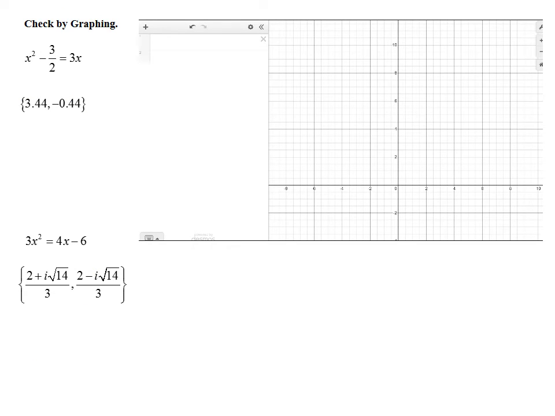So let's use Desmos to check those solutions. Our first equation was x squared minus 3/2 equals 3x. I mentioned that you could check them by just plugging those values in with your calculator, but let's see what Desmos shows us. So let's graph the left-hand side, y equals x squared minus 3/2. So there's the left-hand side graphed, and then y equals 3x on the right. And we're looking for the solutions where the 2 graphs cross.